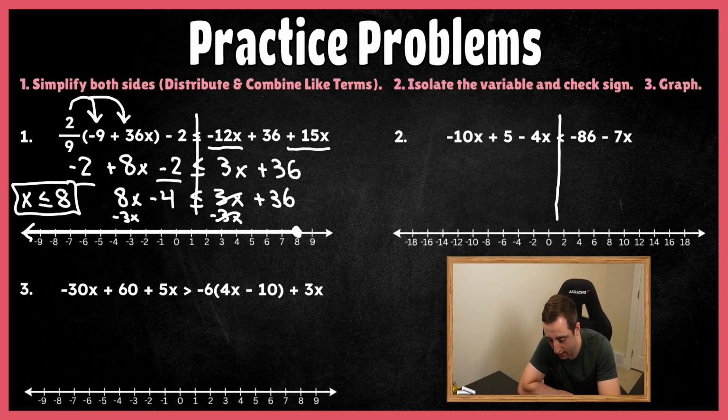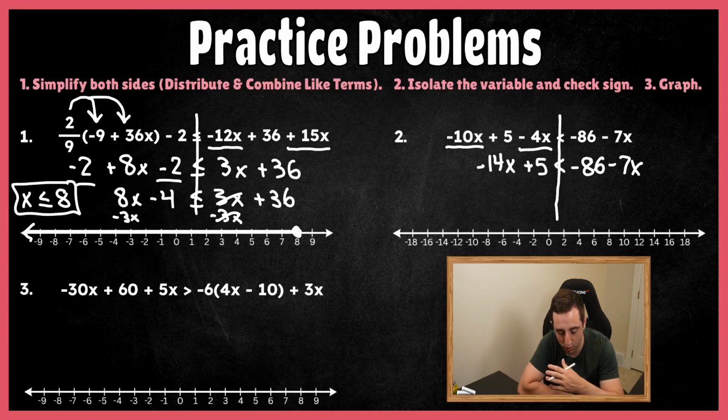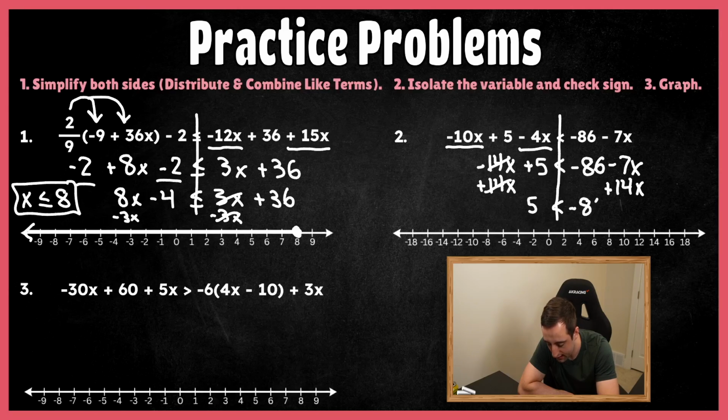On the left side, we have combining like terms, negative 10x and that minus 4x. So that's going to be negative 14x. We'll bring down the plus 5. And then on the right side, we can't do anything. These aren't like terms at all. No distributive property for this problem. So let's go ahead and isolate the variable. I am going to add 14x to both sides. That way we have a positive coefficient. So we have 5 all by itself on the left side is less than negative 86 plus a positive 7x.